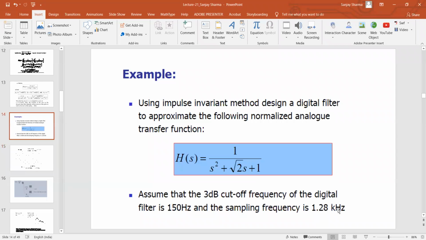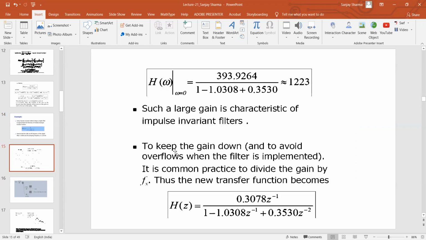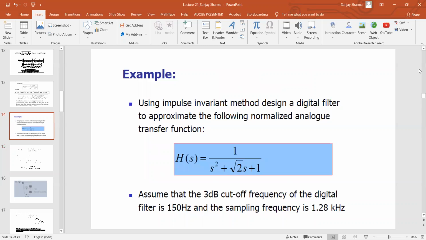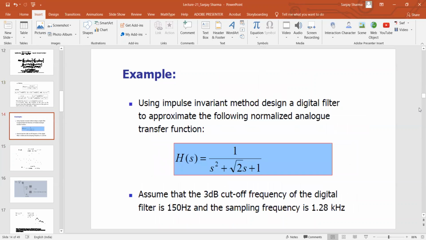Fs is 1.28 kilohertz. So when the gain is large, as said here, it is common practice to divide the gain by Fs. Thus the new transfer function becomes this. So let me explain what we have done here in this example. Actually the solution is not complete. I have left the solution to be completed by you.